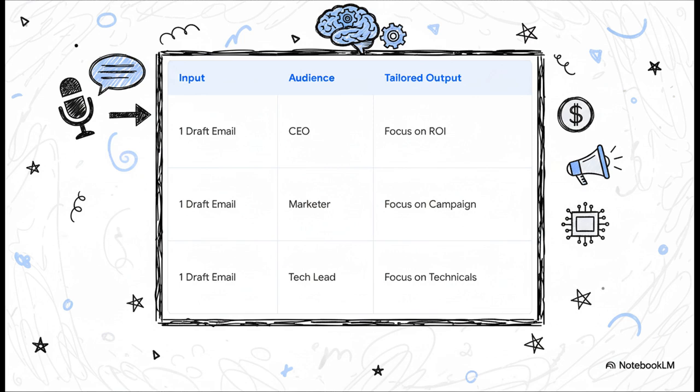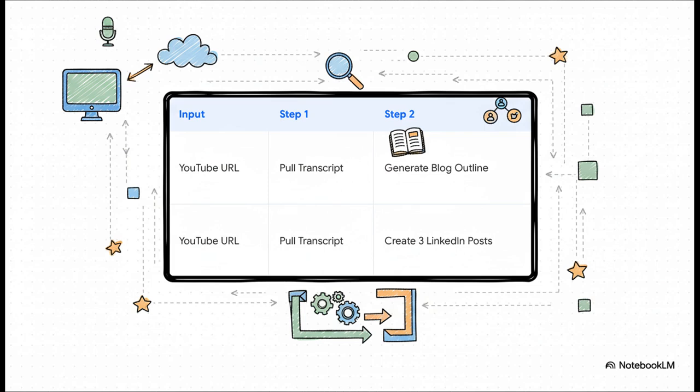The marketer gets one that talks about campaign potential, and the tech lead gets all the nitty-gritty technical details. That's personalized outreach on a massive scale, and it saves a ton of time. Content creators, listen up. This one's for you. You can literally just paste a YouTube link into an Opal app, and it just goes to work. It can pull the transcript, draft a whole blog post outline from it, and even create a bunch of different LinkedIn posts based on the video. It's like a content multiplying machine, turning one piece of content into many.